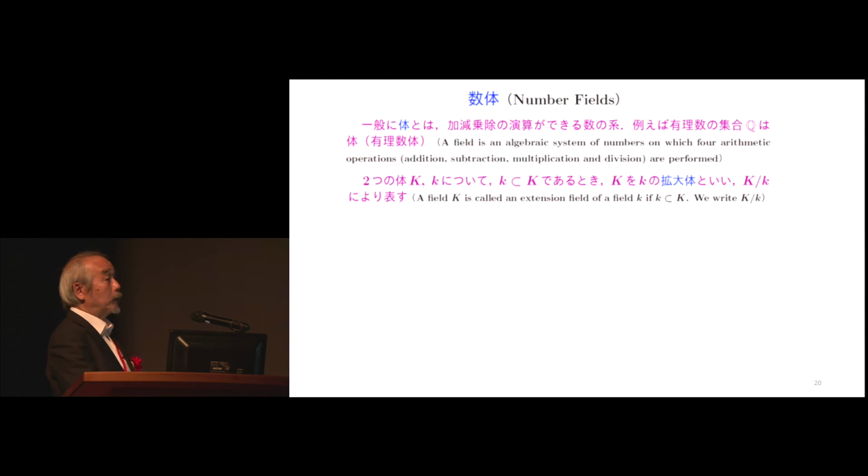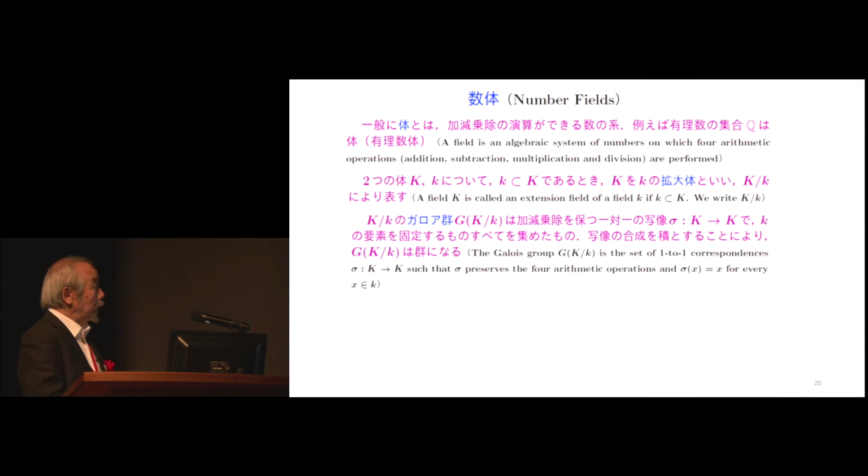Generally speaking, a field is an algebraic system of numbers on which the four arithmetic operations can be performed. The rational numbers, the fractions, are also a field. A field large K is called an extension field of a field small k if small k is a subset of large K. We write it as is written here. Once the extension field is given, a Galois group is given too. I don't like to go into detail, but if K over k is given, a group corresponds to that. How to define it is written here, but do not worry about this.